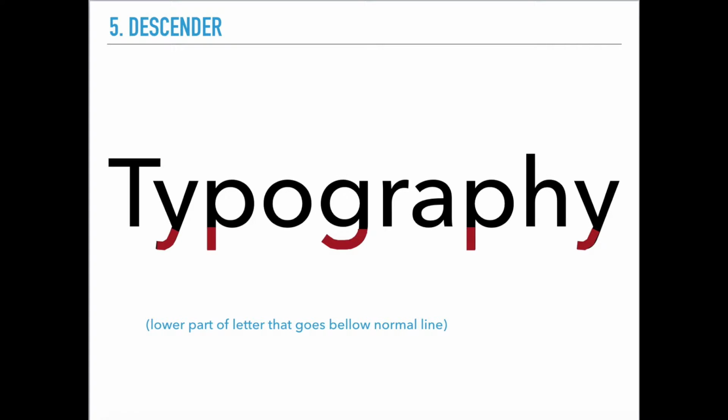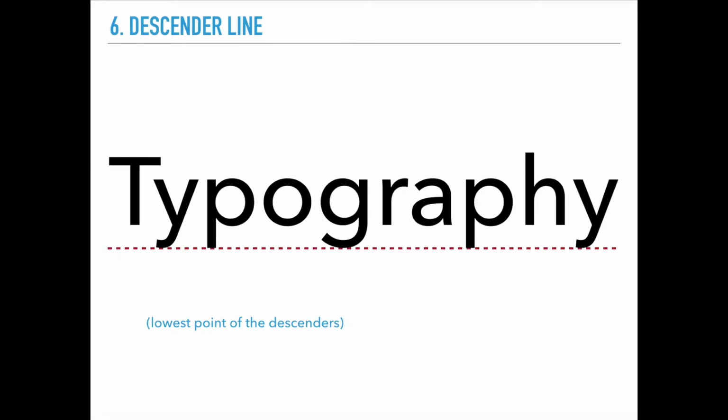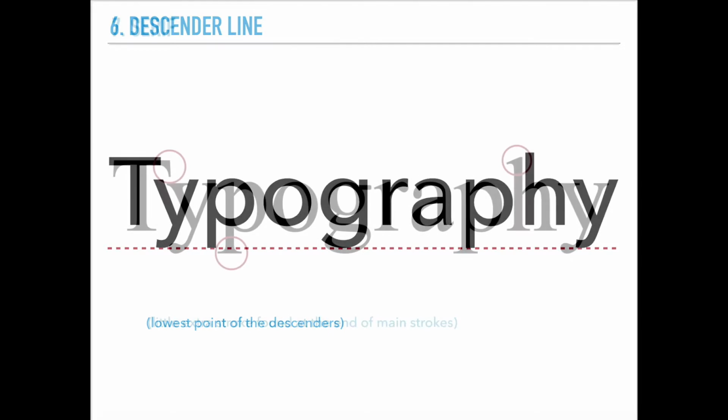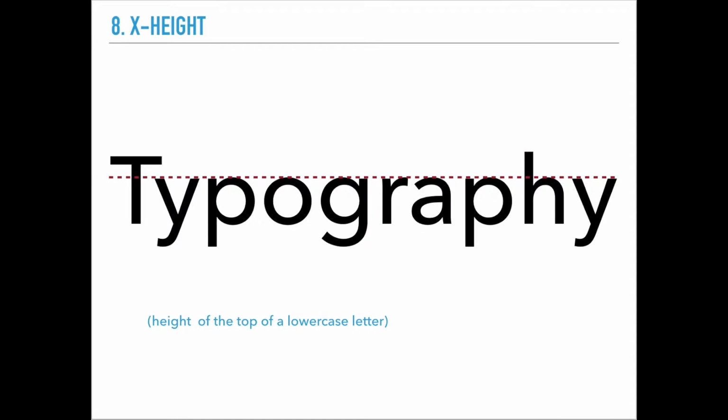The descender is the lower part of the letter that goes below the normal line. We have this in the letters Y, G, Q, P, and J. The descender line is the invisible line marking how low the descenders go. The serif is the little extra stroke found at the end of the main strokes. This makes the font a little more fancy. And finally we have the x-height, the invisible line marking the height of the lowercase letters.